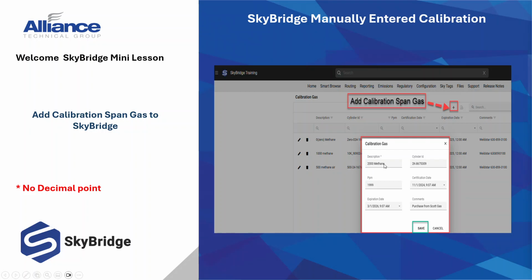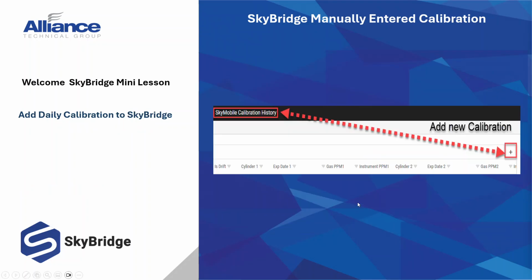You're going to put in the description of it, the cylinder ID number, the ppm concentration, and then the certification date as well as the expiration date. And of course, you can put in where you purchased the gas from if you need. You can also add calibrations manually as well. That's another video I mentioned earlier, but there's still a plus sign under Smart Browse and then calibration history, SkyBridge calibration history. So let's get into the software and start out by showing you how to add the span gas.